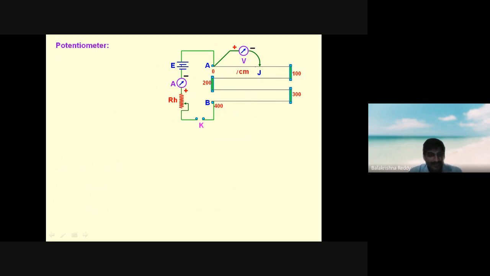As I said, the potential drop across per unit length of the wire, so per unit centimeter you are seeing. The key K is on, therefore the current is flowing, as you are finding with the arrow marks in the circuit.